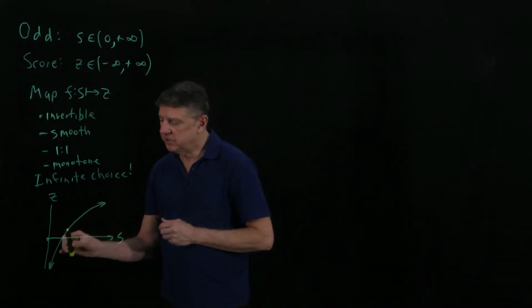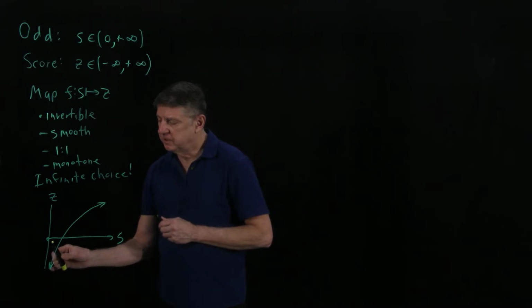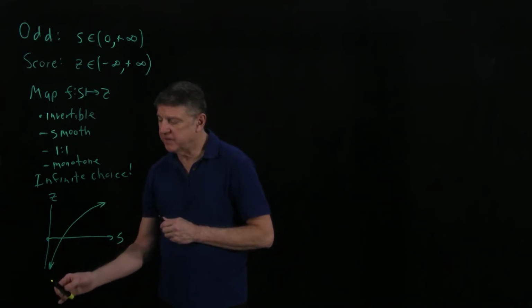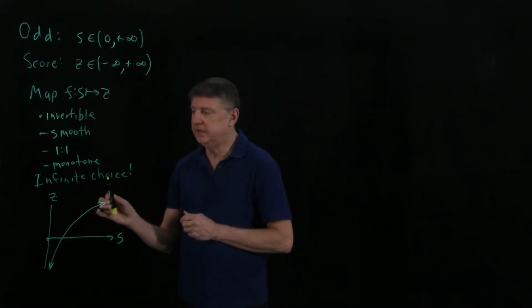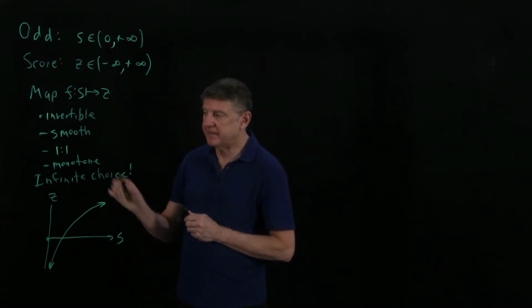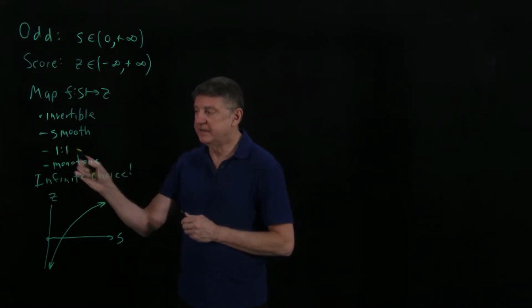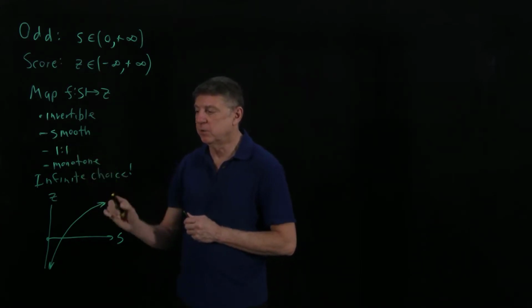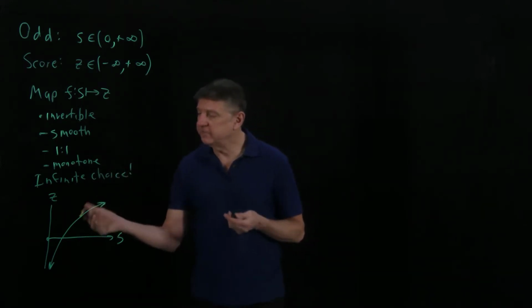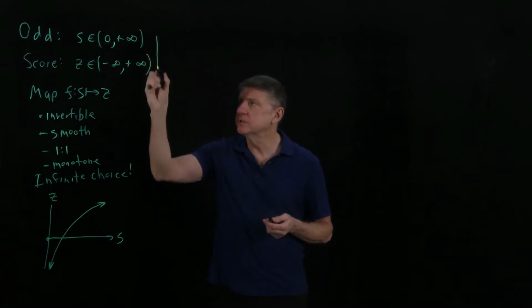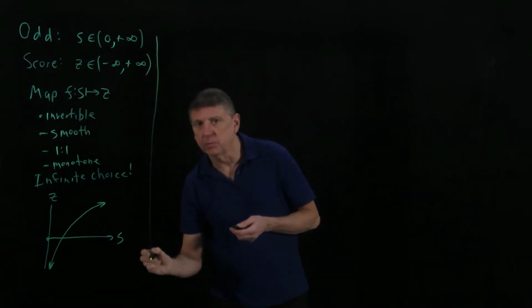So what I want is a function that has these properties. As it approaches 0, it asymptotically approaches minus infinity. As it goes to infinity, it goes up to infinity. That is, it never turns back down. That's part of the monotone. And if it turned down, it wouldn't be 1-to-1. And it also has to be smooth. So what of the infinite number of choices that we could make are appropriate?